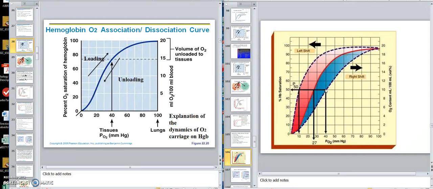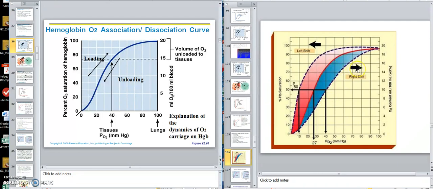A right shift decreases the affinity of hemoglobin for O2. Let me say it again. A right shift decreases the affinity of hemoglobin for O2. Hemoglobin is more liberal in its liberation of O2. Because what it's saying is you don't have to get to a 27. Even if you're at a 40, I'm willing to unload 2. See, normally at a 40, you'd unload 1.